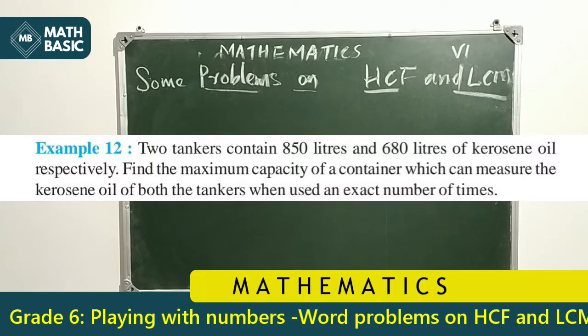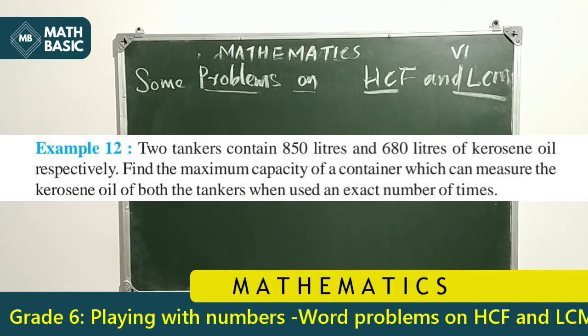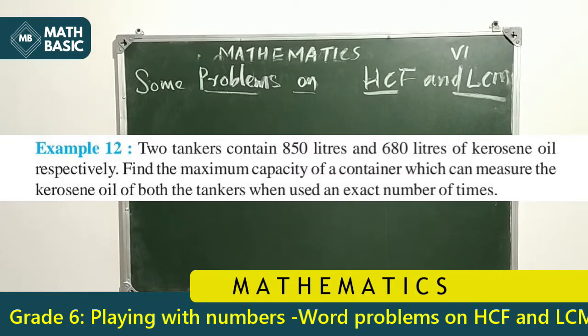Question number 1. Two tankers contain 850 liters and 680 liters of kerosene oil respectively. Find the maximum capacity of a container which can measure the kerosene oil of both the tankers when used an exact number of times.